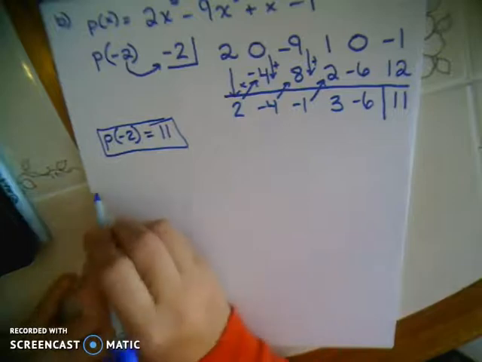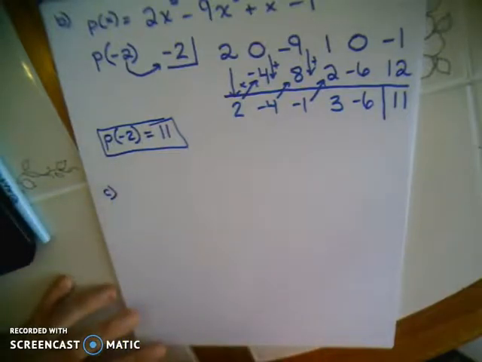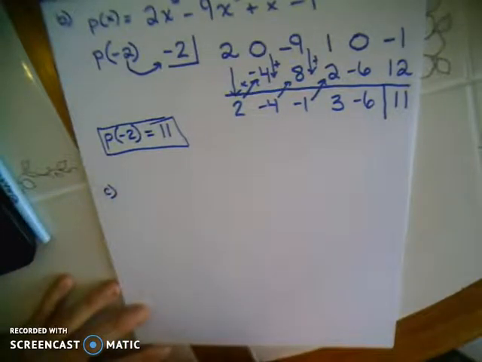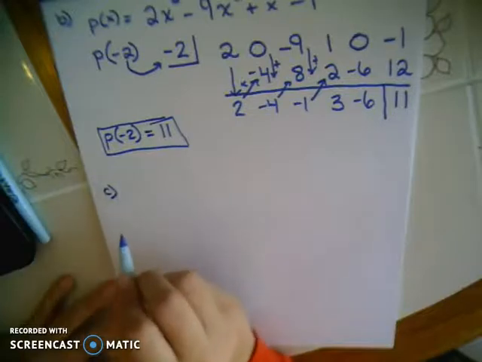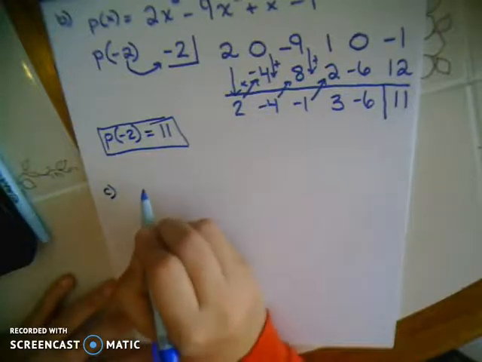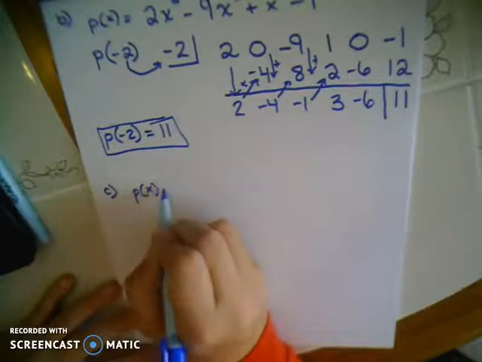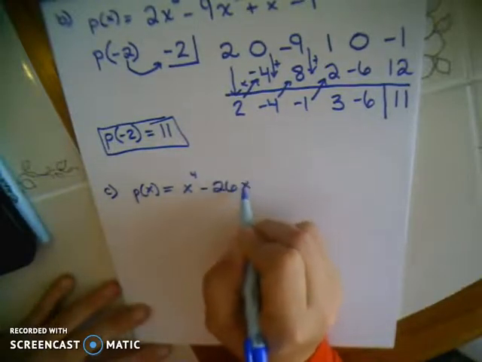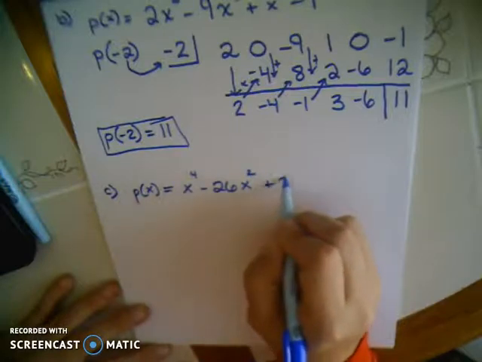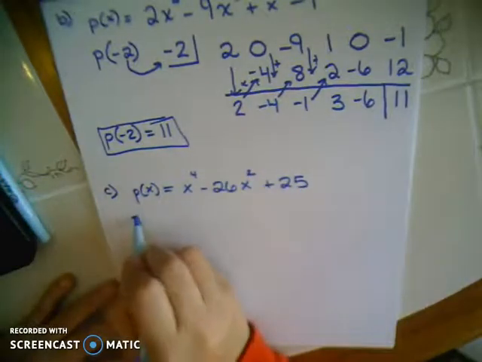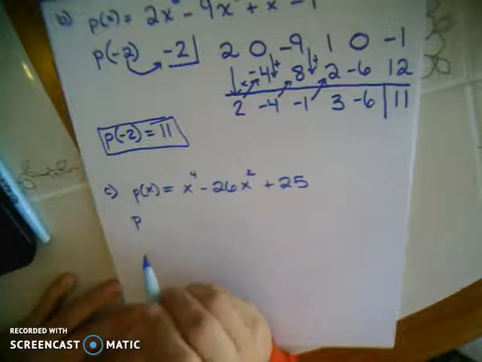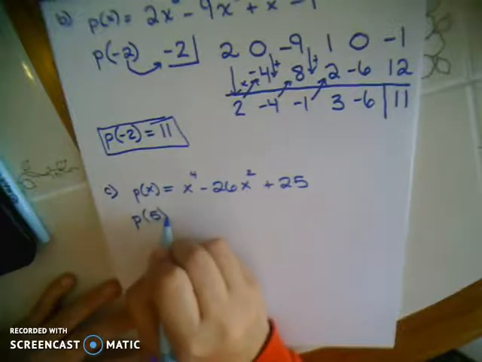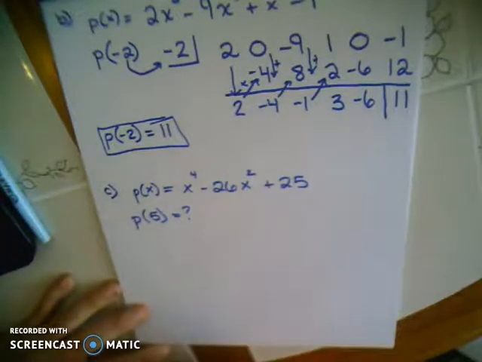So I'm going to do one more example, and this is going to help lead us into the last video for this section. We have the polynomial p of x equals x to the 4th minus 26x squared plus 25, and I want to know what p of 5 is. And we're going to do this with synthetic division. I'm not actually going to go through and plug in 5.